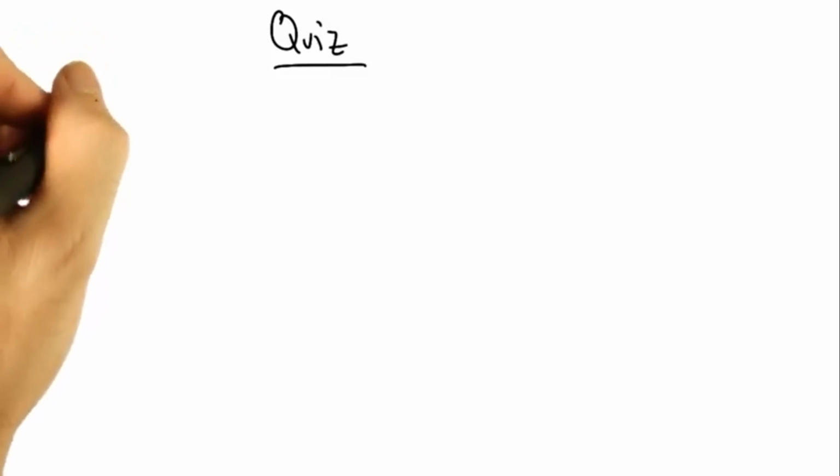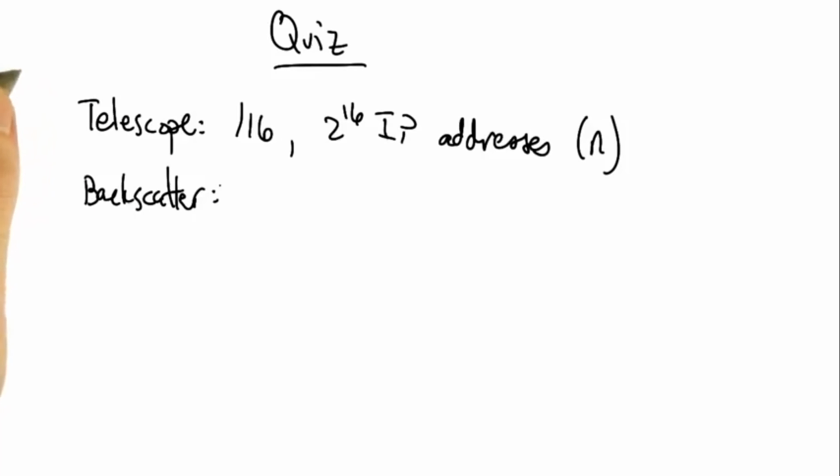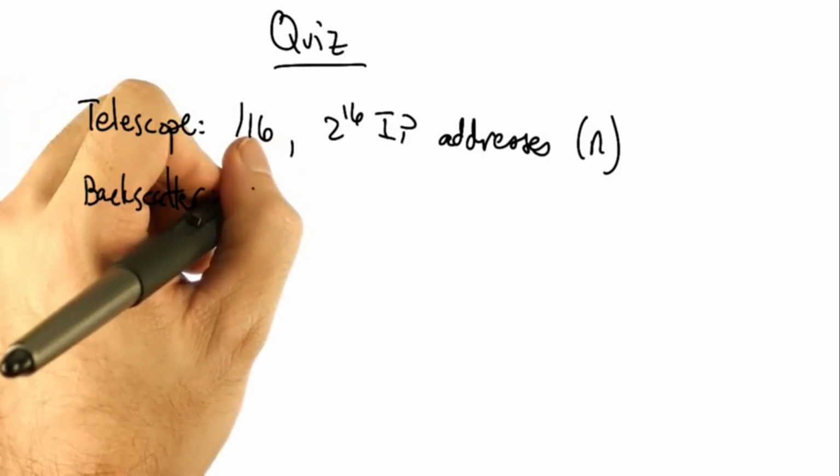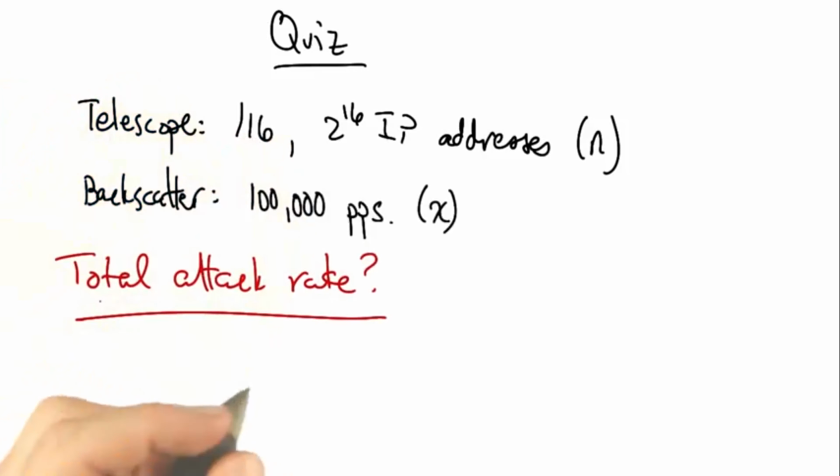255. As a quick quiz, let's suppose that our telescope is monitoring 2 to the 16th IP addresses. And let's suppose that in that telescope we see 100,000 packets per second. What's the total attack rate?